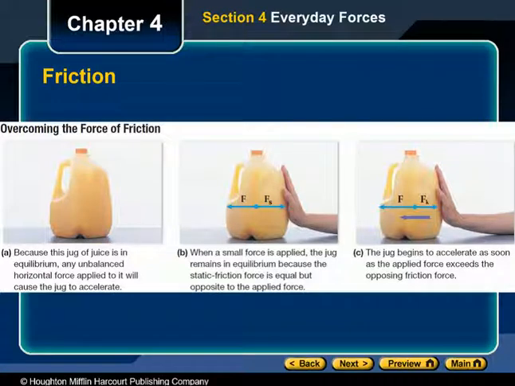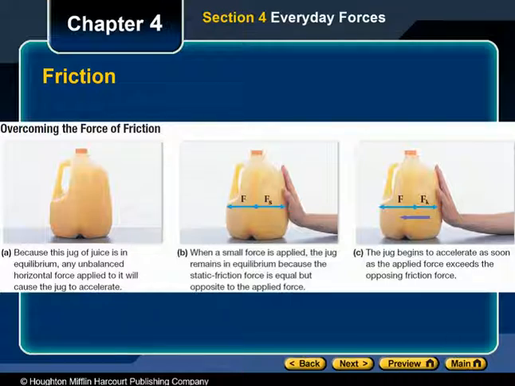The force of friction. Consider a jug of juice at rest, meaning in equilibrium, on a table, as in figure A shown on the screen here. We know from Newton's first law that the net force acting on the jug is zero. Newton's second law tells us that any additional unbalanced force applied to the jug will cause the jug to accelerate and to remain in motion unless acted upon by another force.